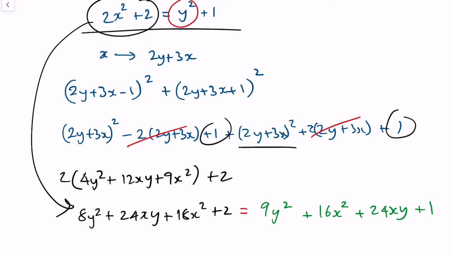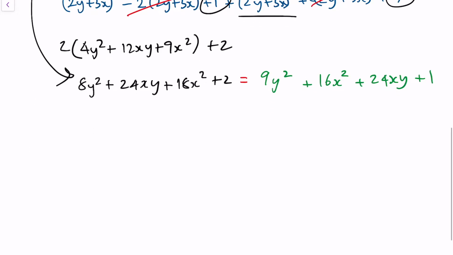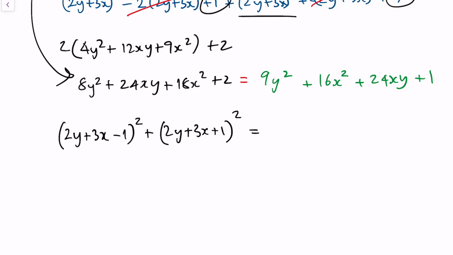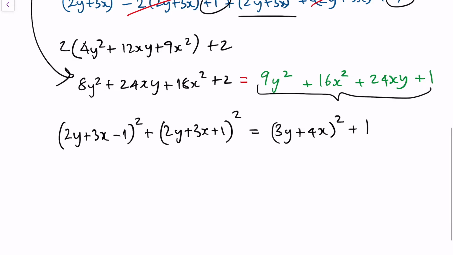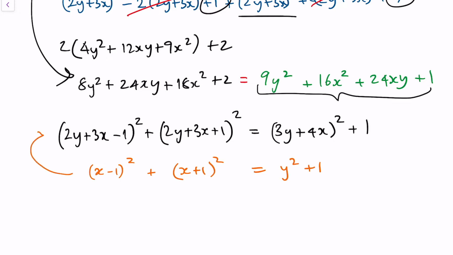Which means that we can write it in the initial form, that we have (2y plus 3x minus 1) squared plus (2y plus 3x plus 1) squared is equal to, well, it's not very difficult to factorize this. If you look at the numbers, we will have (3y plus 4x) squared. That will give us everything we want except 1, so we have to add 1. Okay, so in other words, the original equation that we had, (x minus 1) squared plus (x plus 1) squared is equal to y squared plus 1, can be written like that.